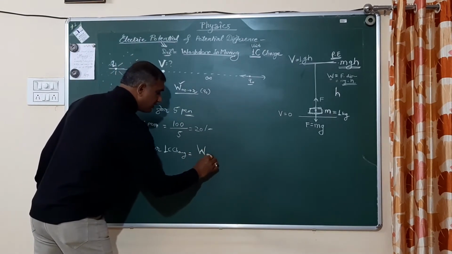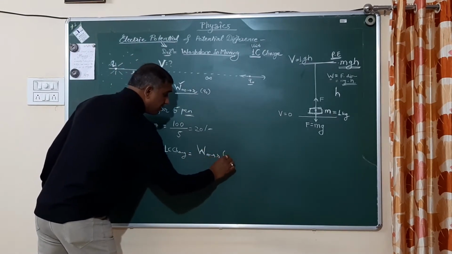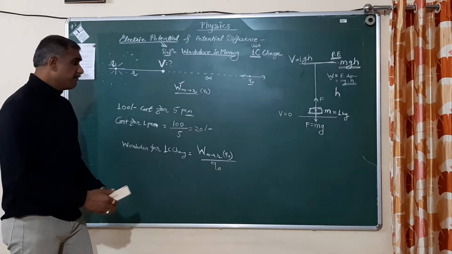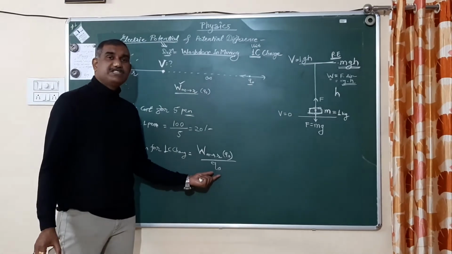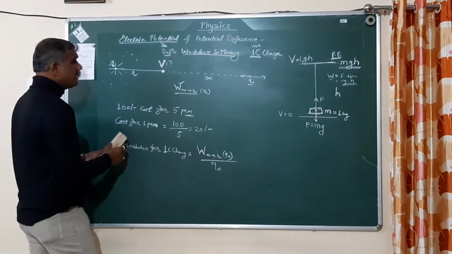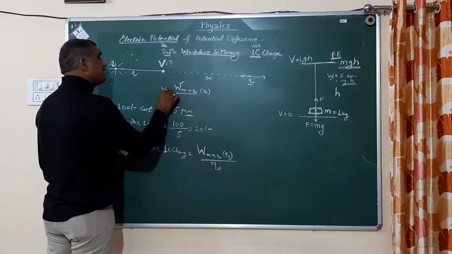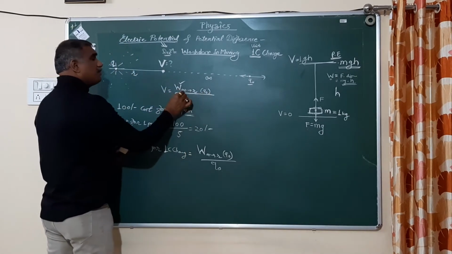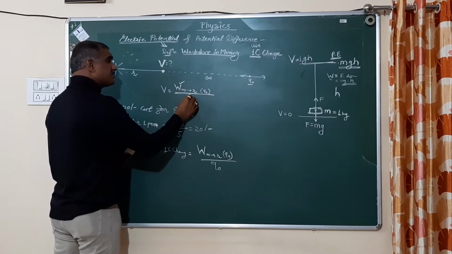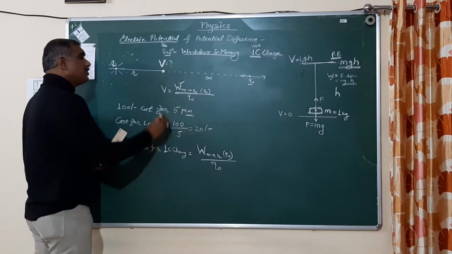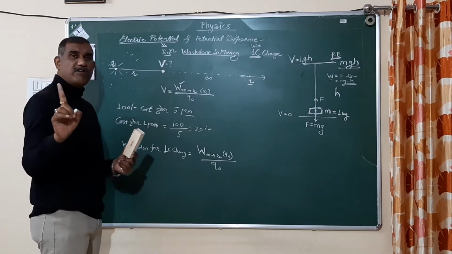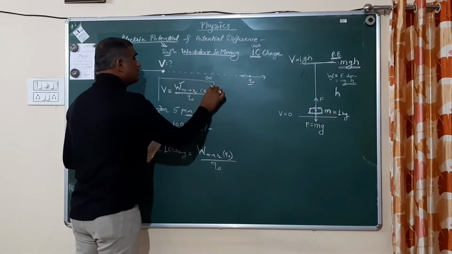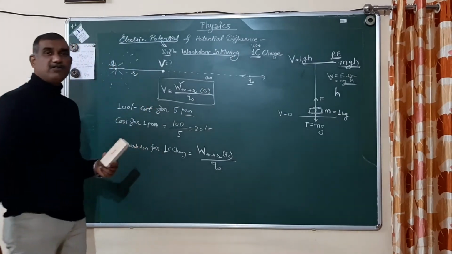Work done for Q0 charge, that much divided by Q0, will give you the work done for unit charge. This is the basic concept, and that's why the potential will be exactly equal to the work done for the Q0 charge in moving from infinity to r distance, divided by Q0. It will give you the work done for 1 coulomb charge, and this way you can easily find out the electric potential for 1 coulomb charge.